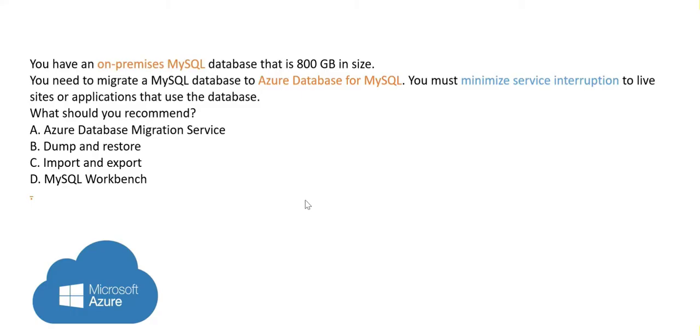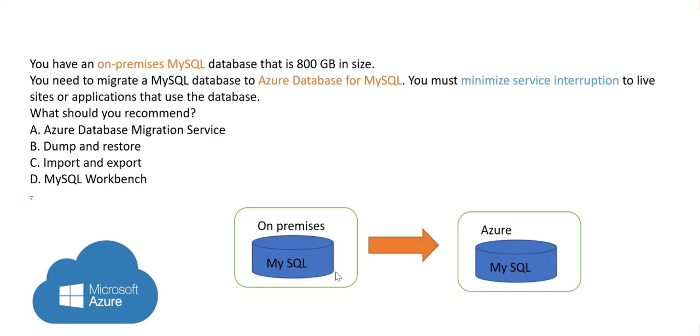So let's go to the next question. The question goes this way: you have an on-premises MySQL database that is 800 GB in size. You need to migrate the MySQL database to Azure. So basically, you have a MySQL database on premises, and you have to move it to Azure MySQL. And you have to move it with minimized service interruption to live sites or applications that use the database.